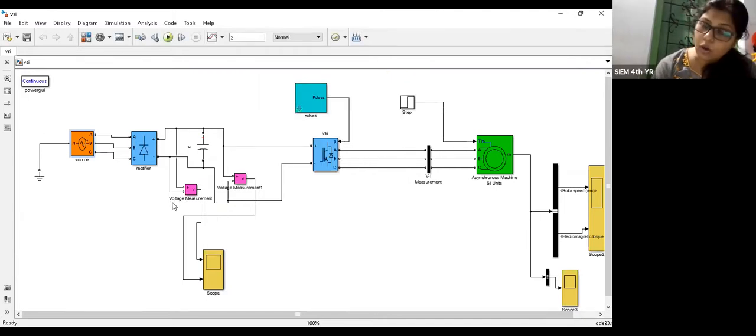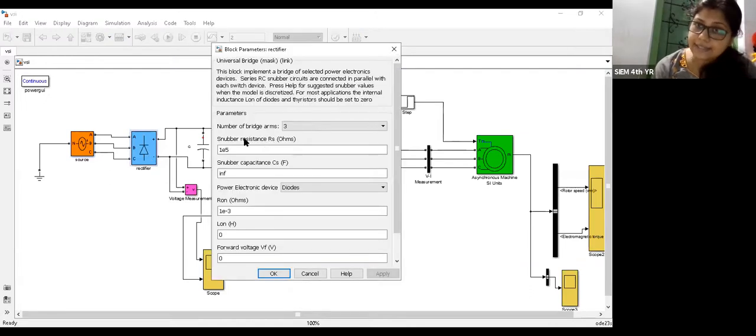It is the ordinary, uncontrollable rectifier. You can say that it is a diode rectifier. So this is a rectifier circuit, and in this rectifier circuit you can see that the number of arms, or bridge arms, here is 3. There are 3 arms already inbuilt, and in each arm there are 2 diodes. So it's an uncontrolled rectifier.